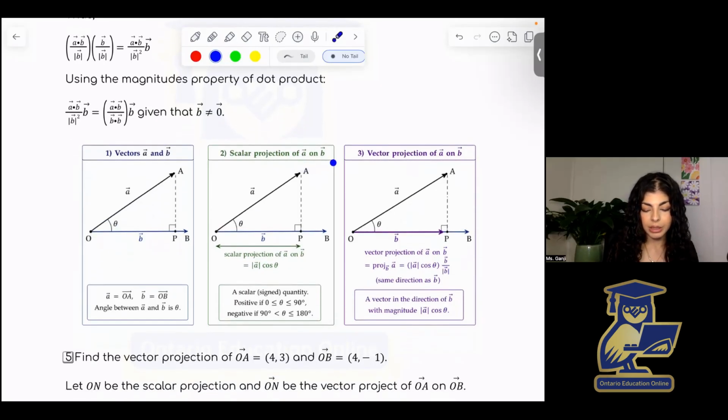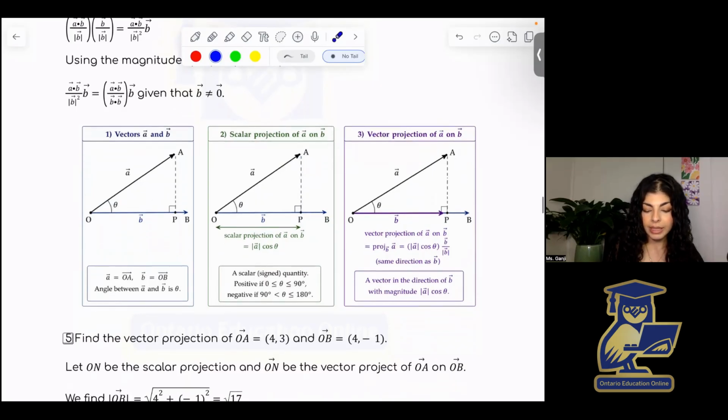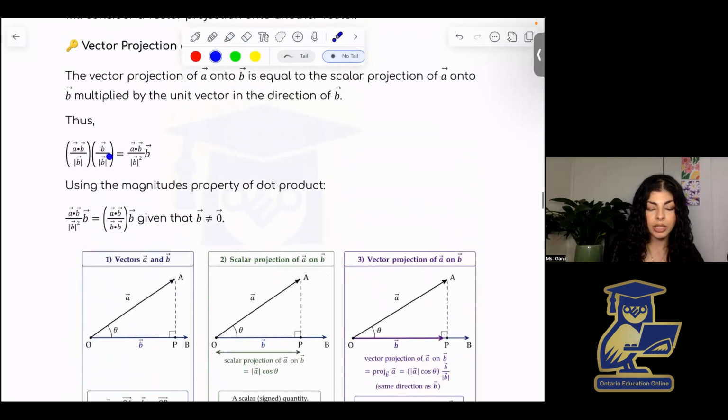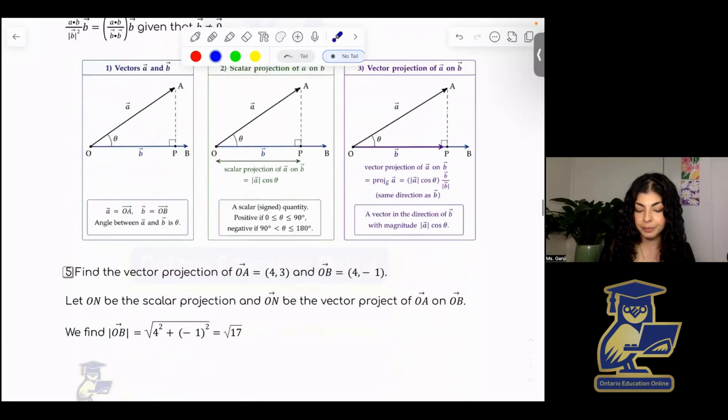We already saw the scalar projection of A onto B, where you draw the line that is perpendicular to OB from vector A. This quantity is the scalar projection, and it is a scalar value. Remember, it's the magnitude of A times the cosine of theta. But now the vector projection is the same process, but it is a vector and it is in the same direction as B. That's why we need the unit vector in the direction of B, because it gives us that direction. We don't need just magnitude, we need a direction as well.